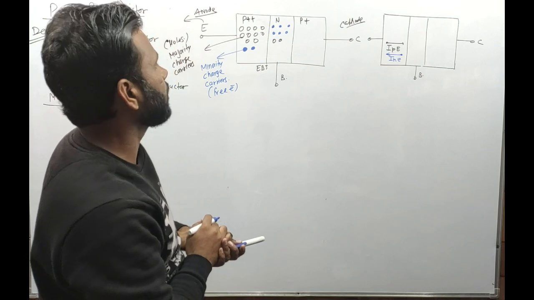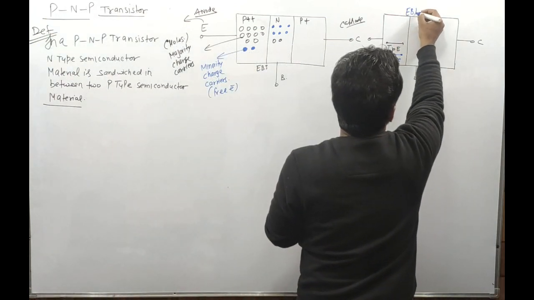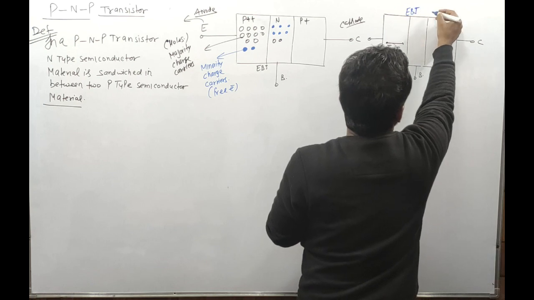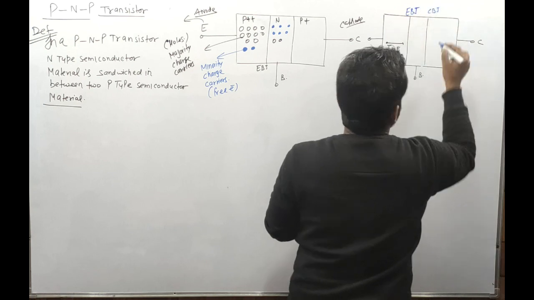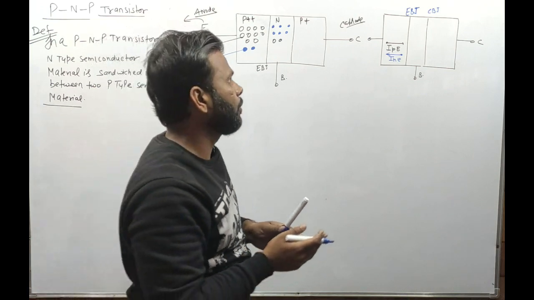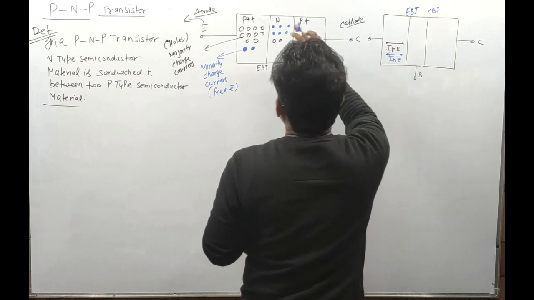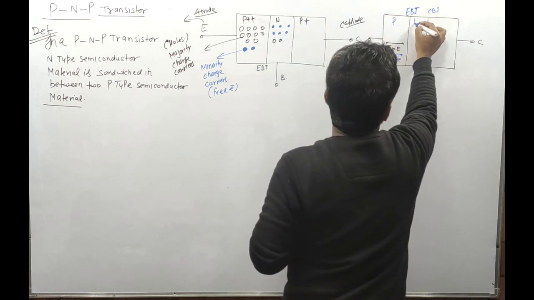Now since emitter base junction, this is your emitter base junction, that is forward bias, and the collector base junction is reverse bias, because we are assuming that the BJT is in active region. So to make BJT active, the N side, it is P side now, it is P side, N side, N.